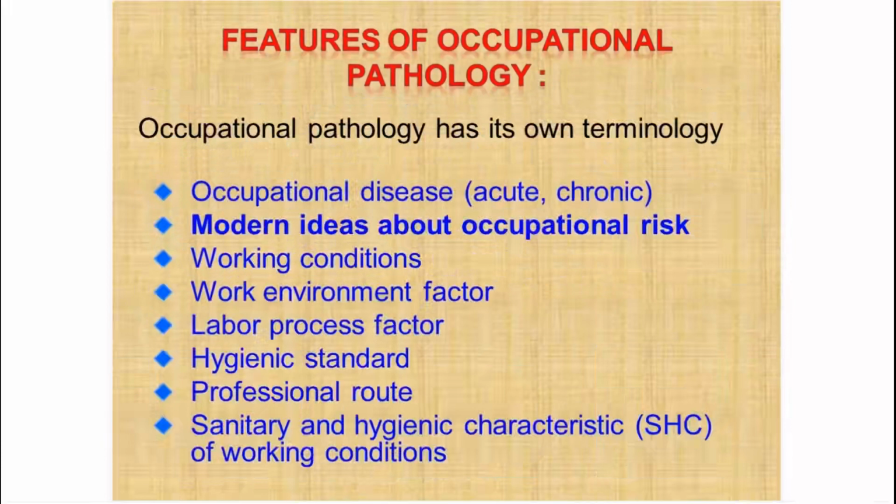Occupational pathology has its own terminology. Occupational disease, acute, chronic. Modern ideas about occupational risk. Working conditions, work environment factor. Labor process factor. Hygienic standard. Professional route. Sanitary and hygienic characteristic. SHC of working conditions.